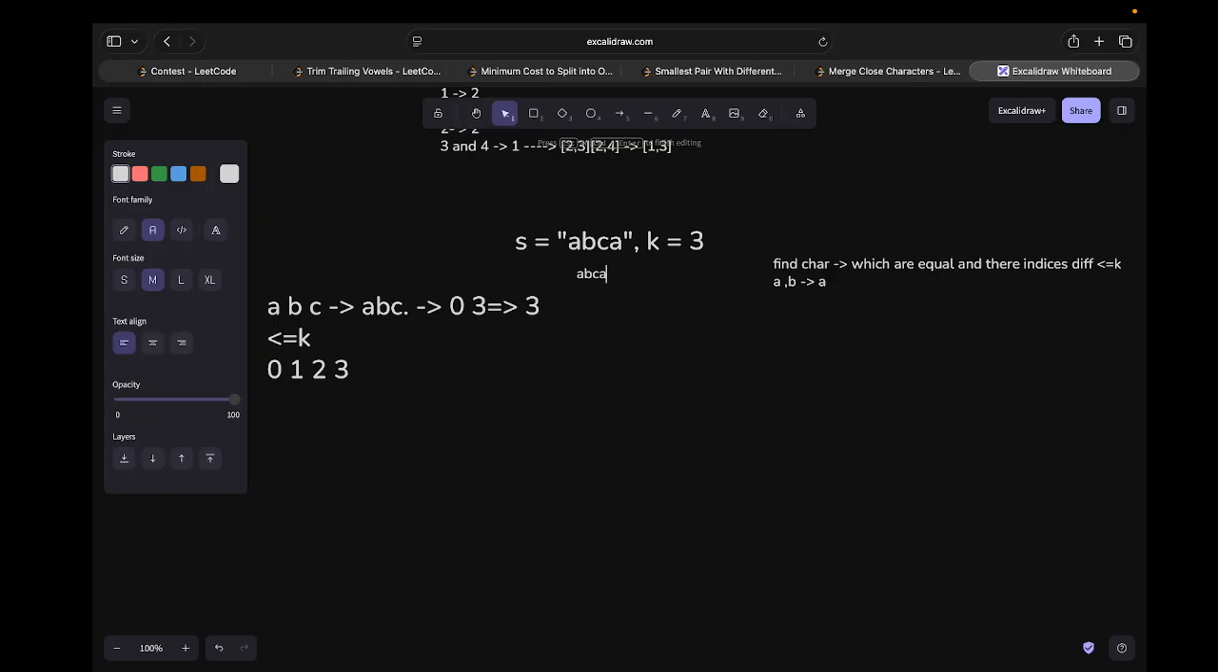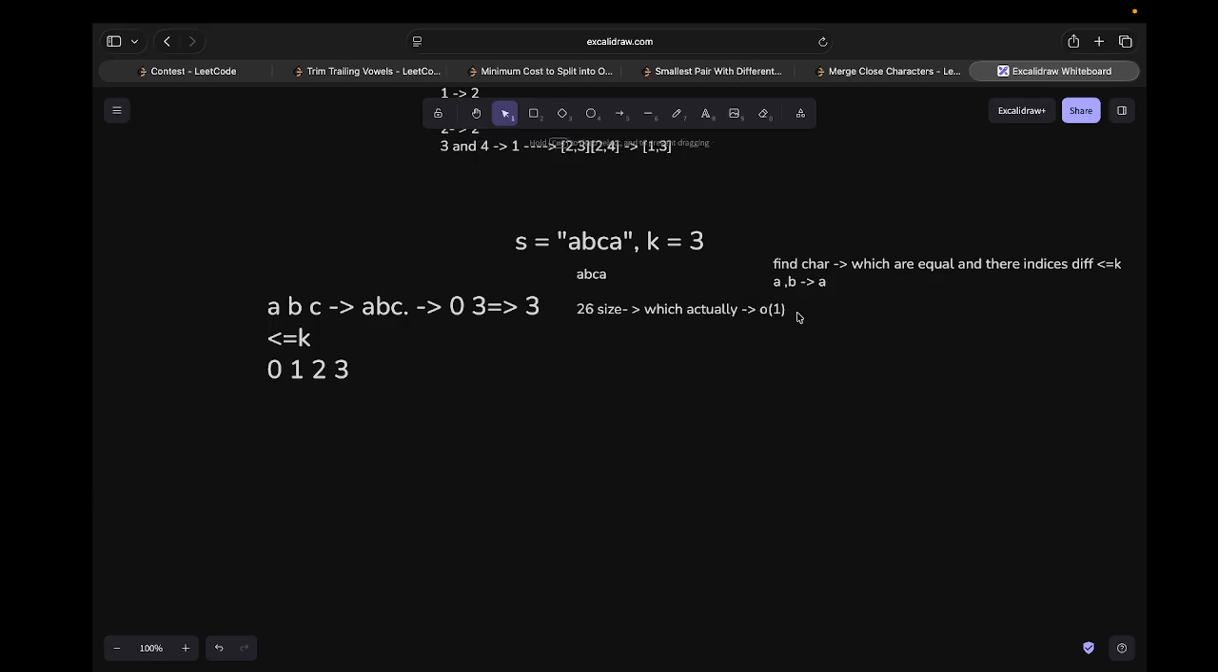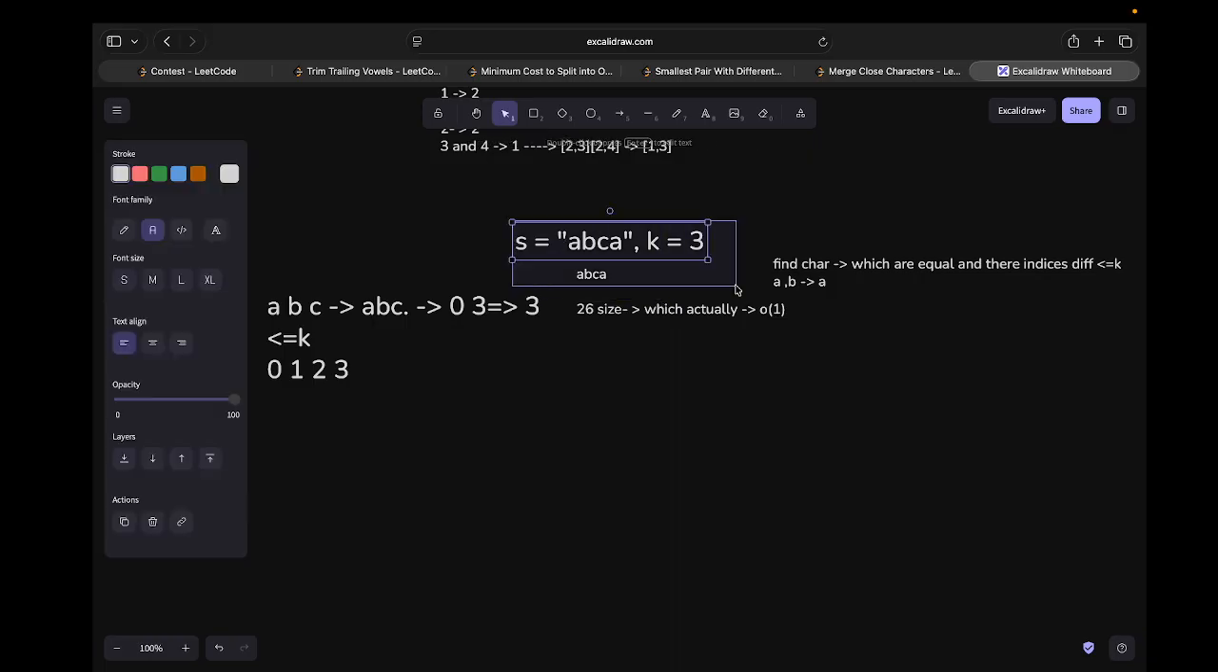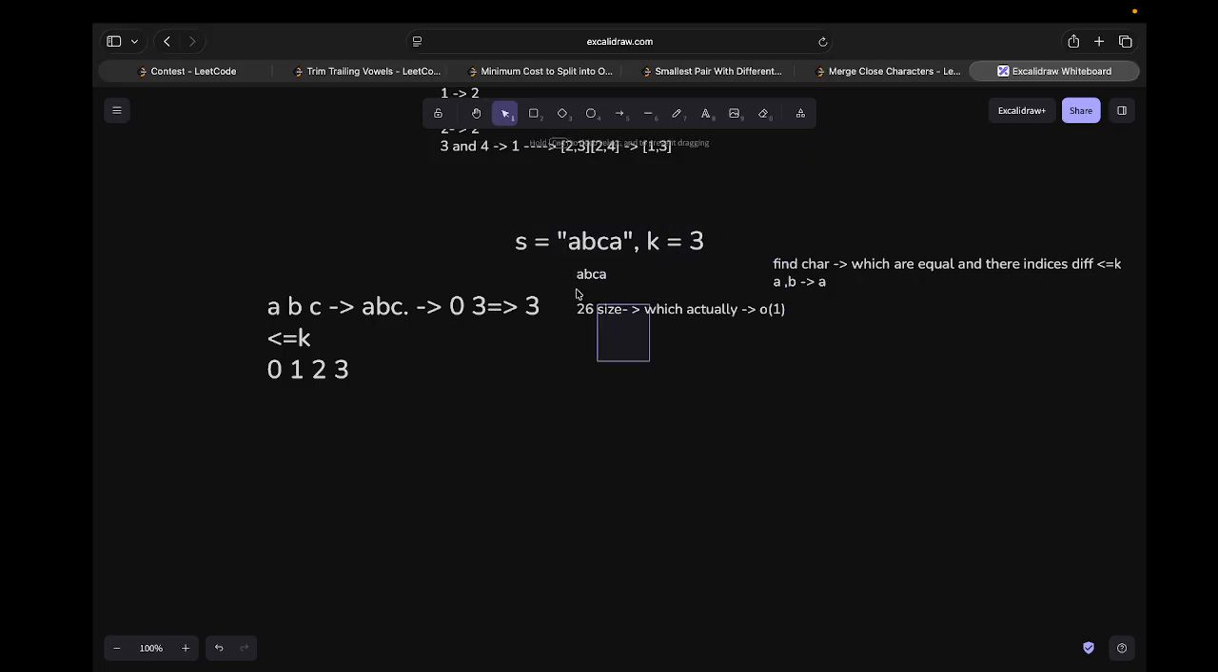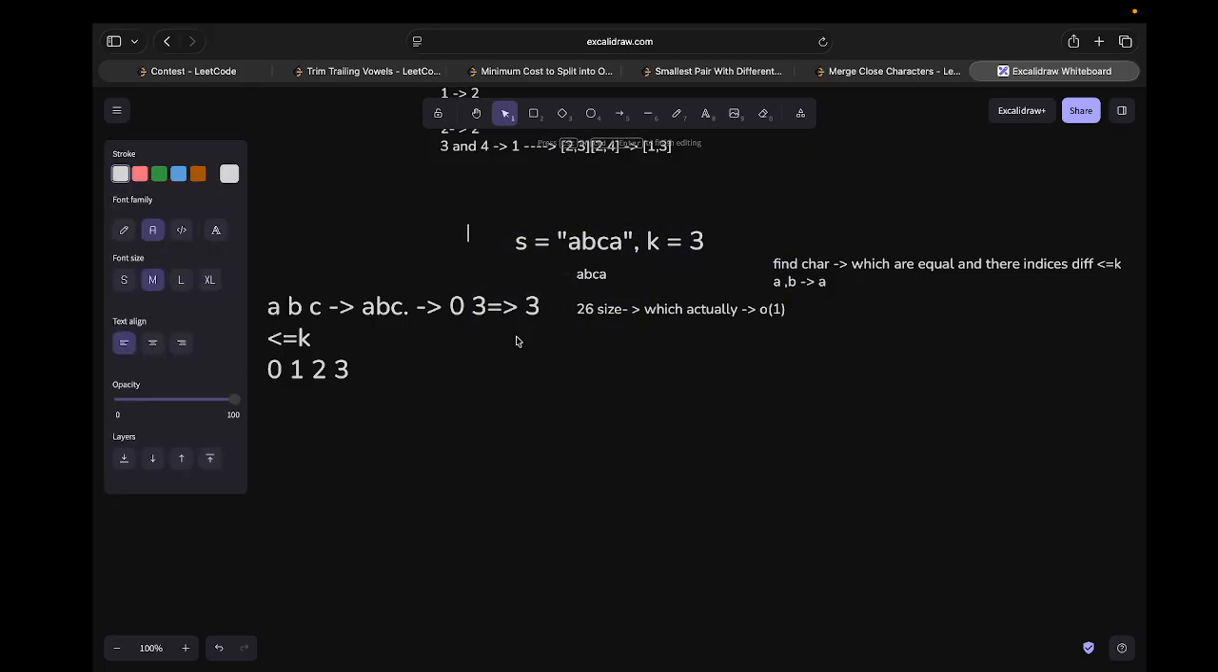So what we can do is create a 26-size array which stores the indices, and with the help of those indices, in O(1) time we can get the character frequency which we have already seen previously. If it satisfies our condition, we simply add it to our answer, otherwise we skip it, right? So this is what we have to achieve.